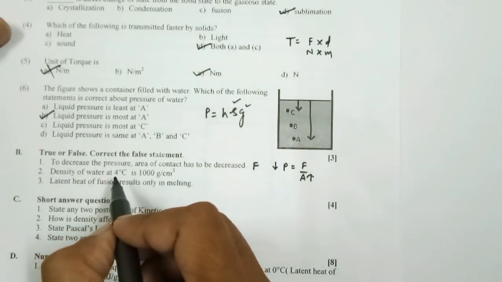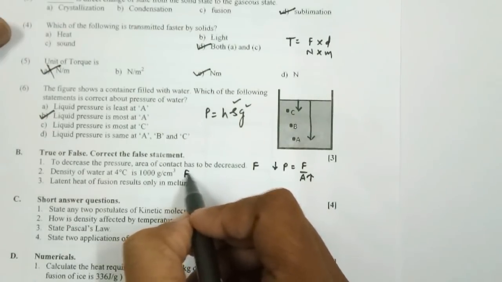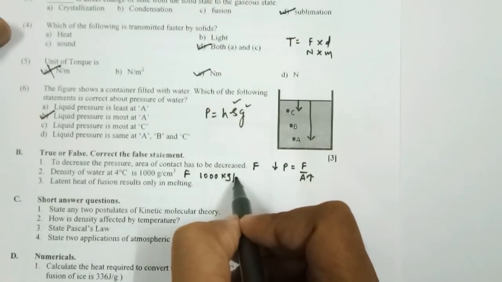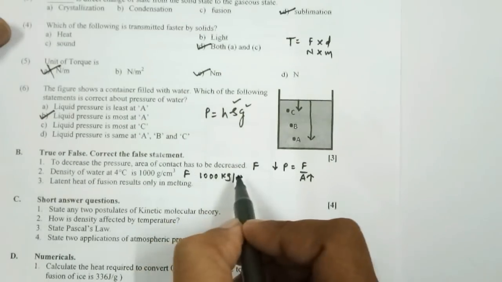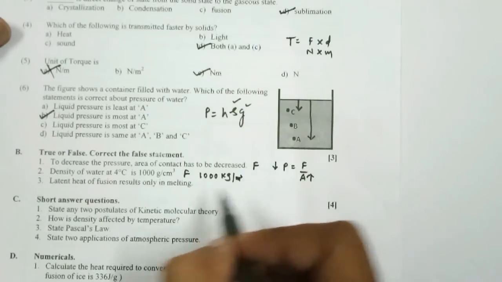Density of water at 4 degrees is 1000 gram per centimeter cube. It is again false. It is 1000 kg per meter cube in SI unit, or you can also write it as 1 gram per centimeter cube.